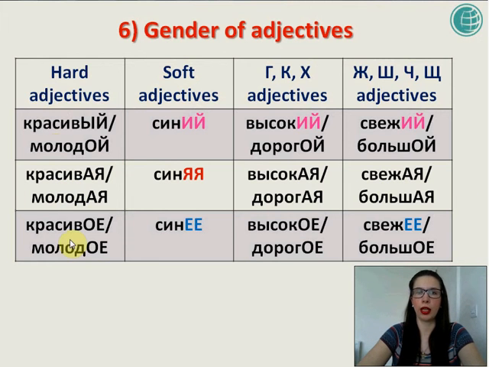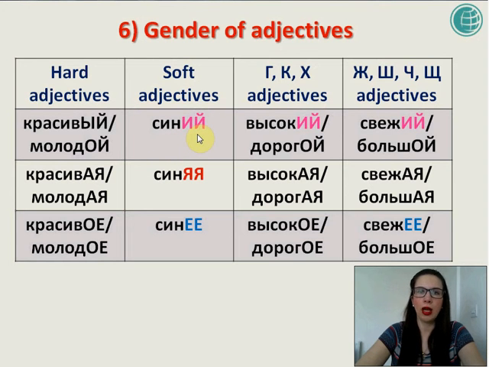Just let's look at hard adjectives. Красивый, молодой. Красивый, beautiful, молодой, young. For example, красивый папа, beautiful father. Молодой папа. The difference between these is just that ой is a stressed ending. Красивая мама, молодая мама. Beautiful mother, young mother. Here it doesn't matter whether it's stressed or unstressed. Красивое дерево, молодое дерево. Beautiful tree, young tree. These are neuter.